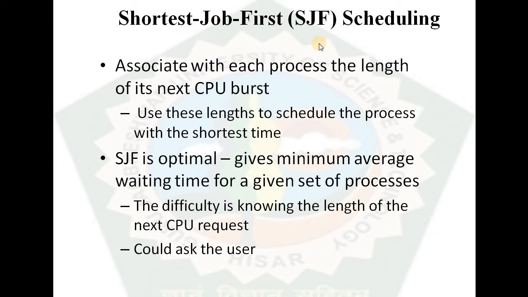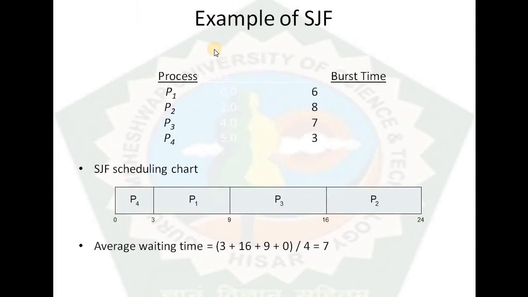Whenever the CPU is available, it will be assigned to the process that has the smallest next CPU burst. If the next CPU bursts of two processes are the same, then first come first serve scheduling algorithm is used to break that tie. Let's take an example to discuss shortest job first scheduling.